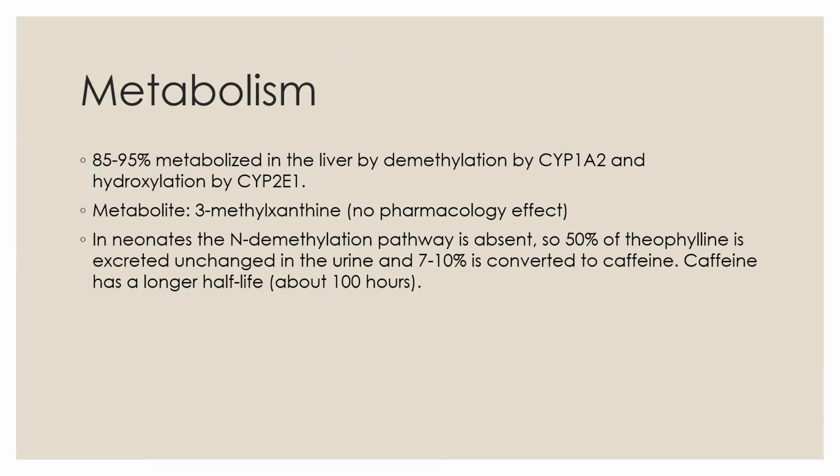demethylation by CYP 1A2 and hydroxylation by CYP2A1. Aminophylline metabolite, yeah, is 3-methylxanthine, okay, and which has no pharmacological effect. And in neonates, the N-demethylation pathway is absent. So 50% of theophylline is excreted unchanged in the urine. So in normal adult, it must be only 20. Yeah, but in this patient will have around 30.